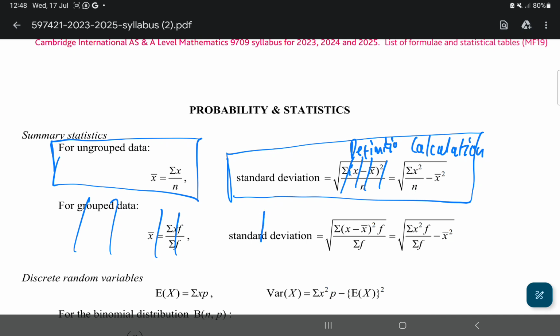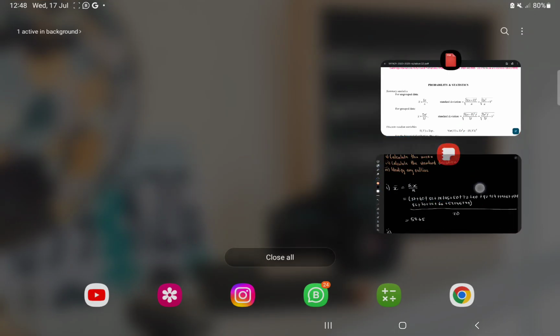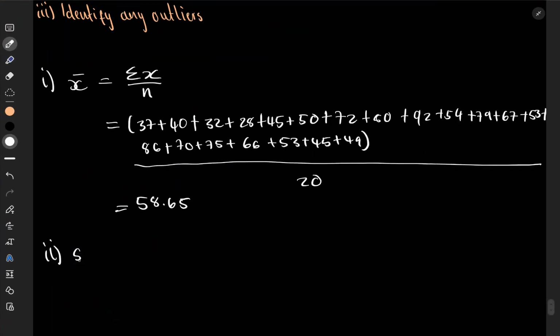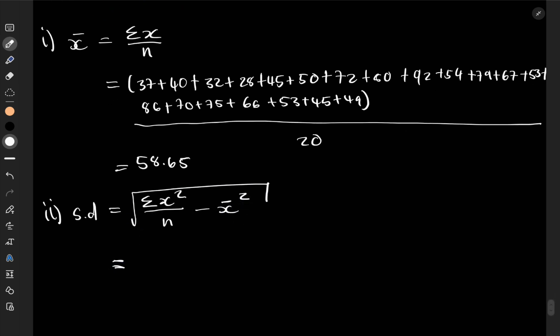So I'll say standard deviation, SD, is equal to the summation of x squared over n minus the summation of x bar all squared. Then I'll get the square root of that. You can be copying from the formula sheet in the exam. There we go.